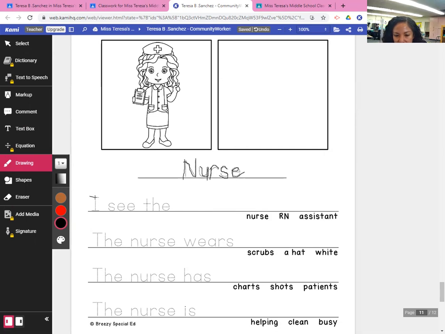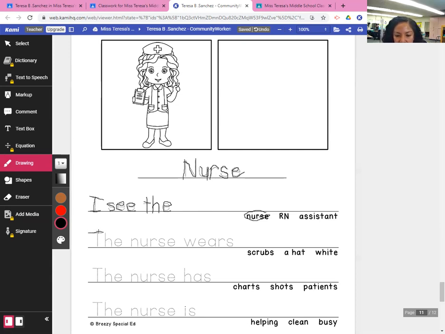The first sentence, capital I. C, S, E, E. I see the, T, H, E. I see the nurse, the RN, or the assistant. I guess I will pick the nurse. I see the nurse. I'll circle nurse.